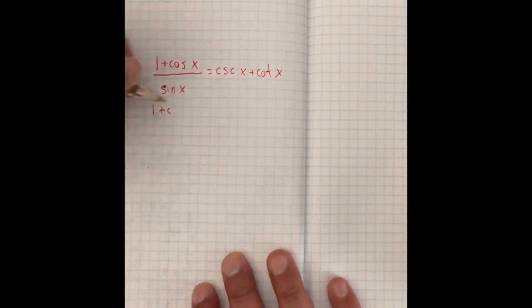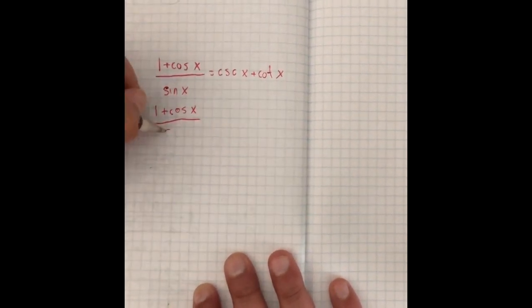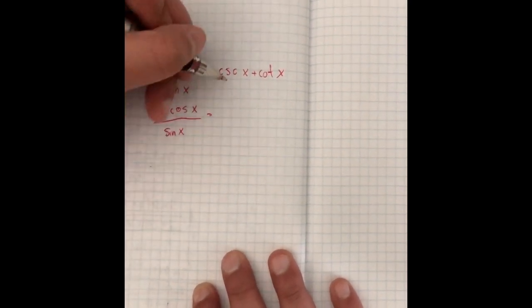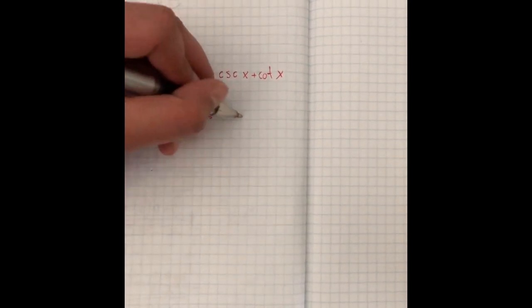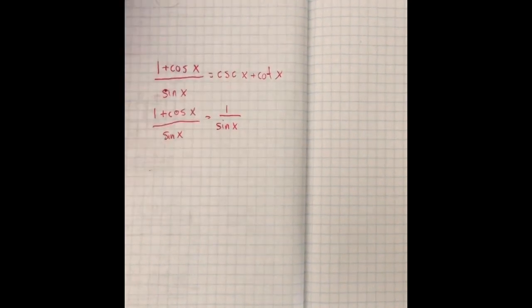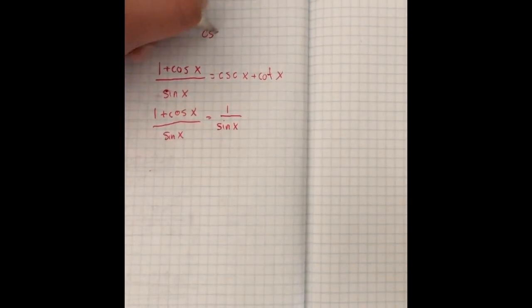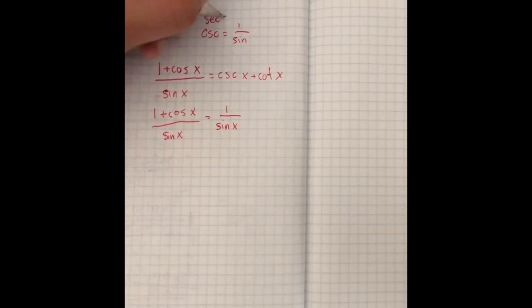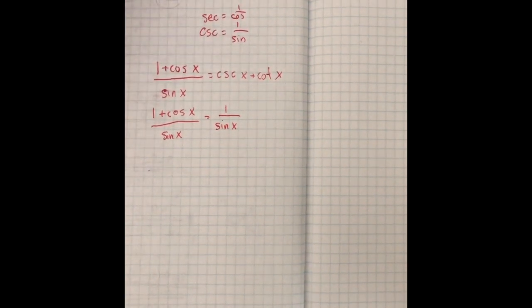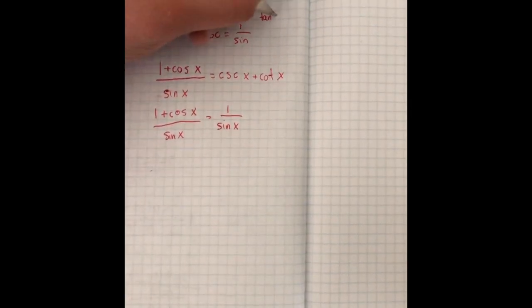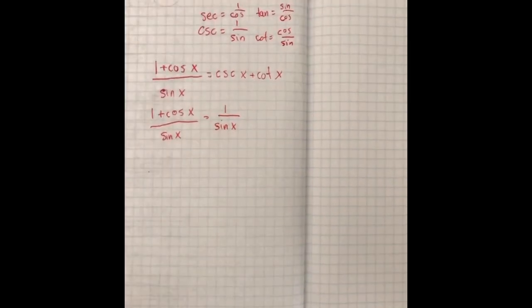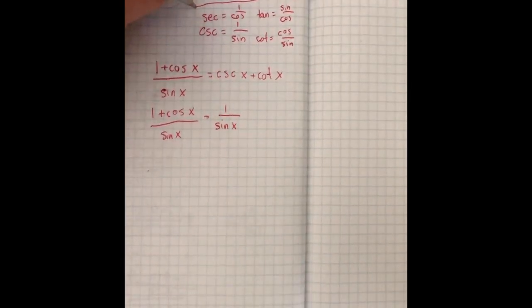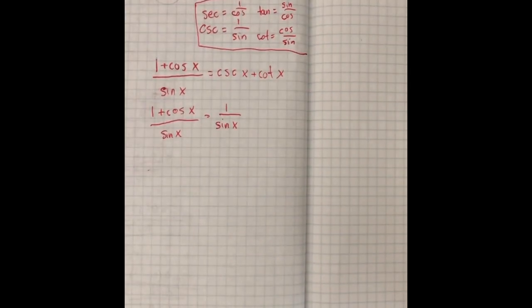So 1 plus cosine x divided by sine x equals cosecant x, which can be written as 1 divided by sine x. Because remember, cosecant equals 1 divided by sine. Secant is equal to 1 divided by cosine. And tangent equals sine divided by cosine, and cotangent equals cosine divided by sine. So these are some important identities that you must remember.